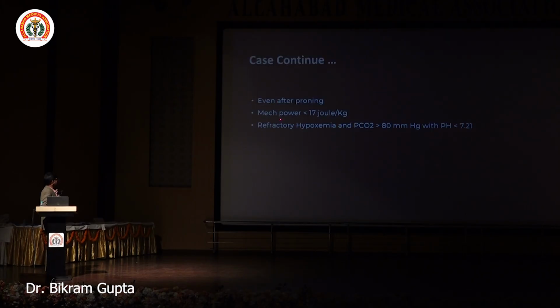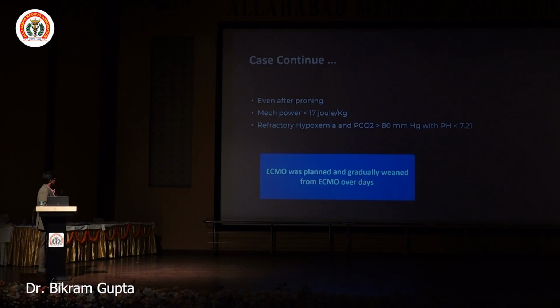Even after proning, with the mechanical power of less than 70 joules per kg, the patient has refractory hypoxemia and PCO2 of more than 80 mmHg with a pH of less than 7.21. So now, as the patient has already gone through 2 rounds of proning, even then the patient has refractory hypoxemia and permissive hypercapnia both, and that is affecting the pH as well, and pH is less than 7.21. Now we can go for the ECMO, and gradually we wean this patient. We planted the ECMO, and then the patient was weaned from the ECMO gradually over the days.